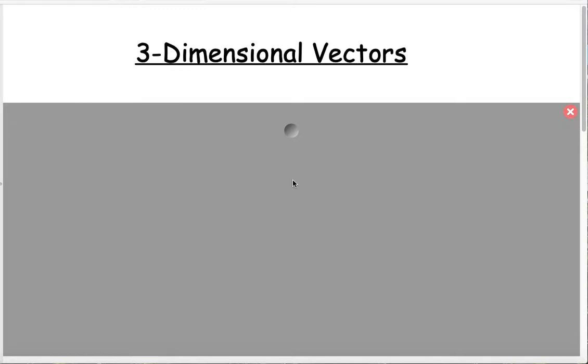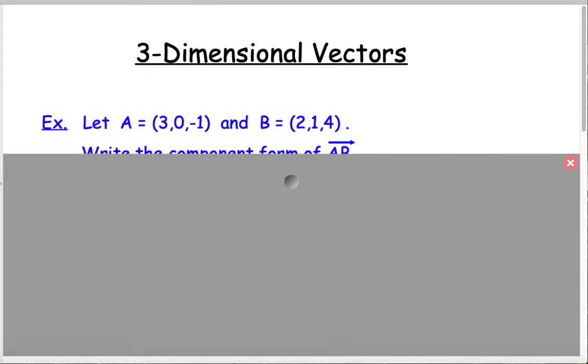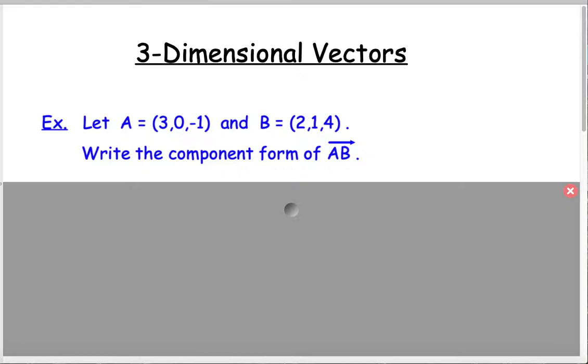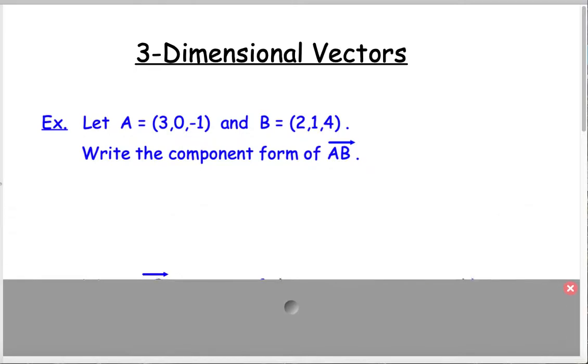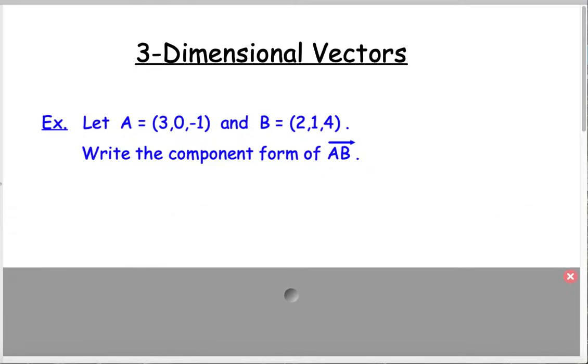Now that you're familiar with three-dimensional space and plotting points and graphing, let's look at vectors in 3-space. Everything we do with vectors is going to be a logical extension of what we've done in 2 dimensions. Let's say I have 2 points in 3-space. The point A has coordinates 3, 0, negative 1, and B has coordinates 2, 1, 4. Write the component form of vector AB.